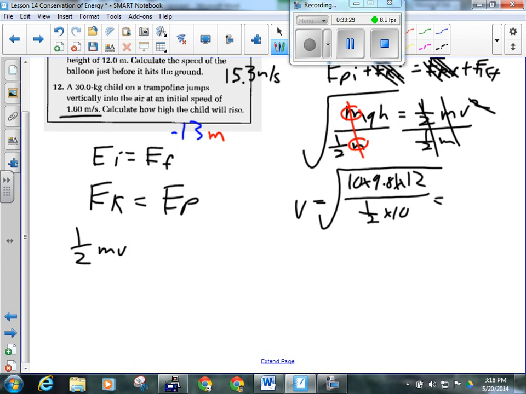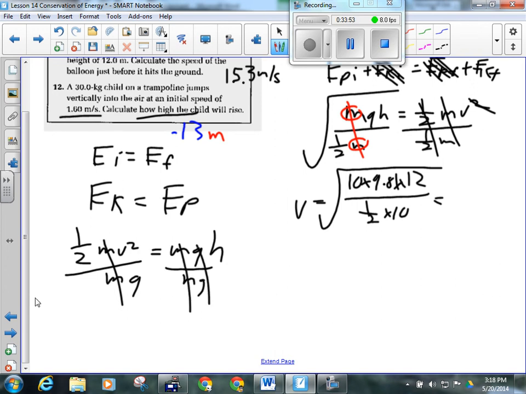1/2 mv squared equals m times g times h, and they want to know how high the child will go. So I'm looking for h. That means divide both sides by mg. Okay, what'll happen to m? It cancels. Okay, you don't have to cancel if you don't want to, but it does cancel. Okay, and I'm left with this. 1/2 of v squared over g equals h.